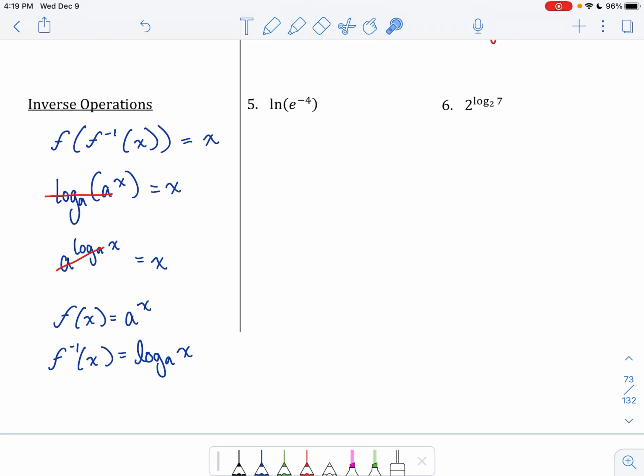Now this is helpful here because it will lead us to be able to simplify some of these more complicated ones. So for example, ln of e to the negative 4, as we described, this is the same as log base e of e to the negative 4. And so they're inverses, they cancel, and we just are left with the number. Same thing here, 2 to the log base 2 of 7, since they are the same, leaves behind just 7.